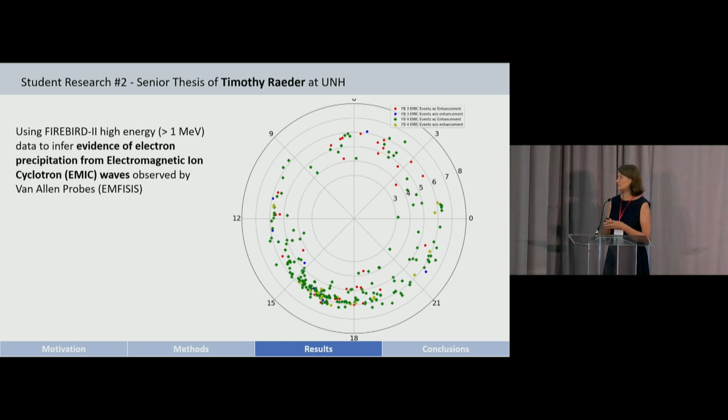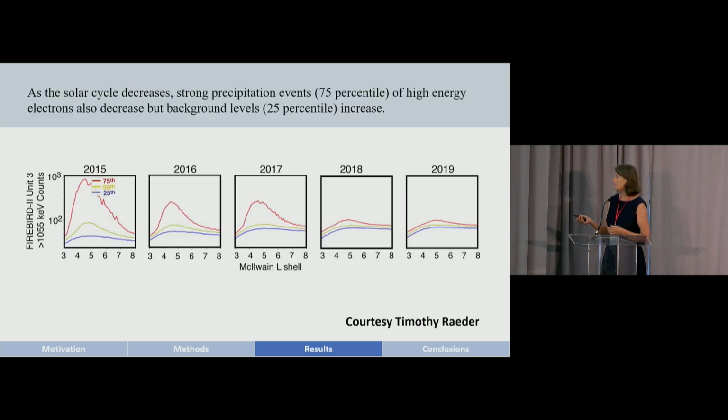He was looking at these higher energies to see if a statistical analysis of this data could show evidence of electron precipitation during electromagnetic ion cyclotron wave events, EMIC wave events, that occur in the magnetosphere and were observed by the Van Allen Probes' EMFISIS instrument. And indeed, he did show this evidence, which was fantastic. He also demonstrated that as the solar cycle decreases, strong precipitation events at these higher energies also decrease. However, the background levels actually increase.